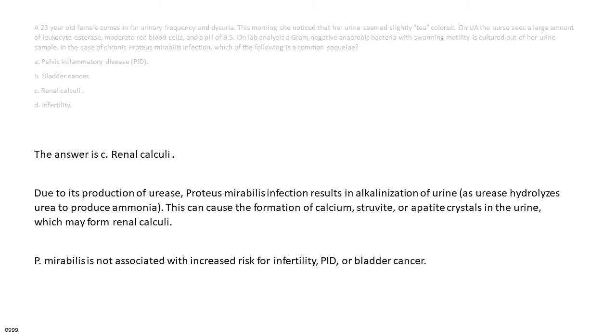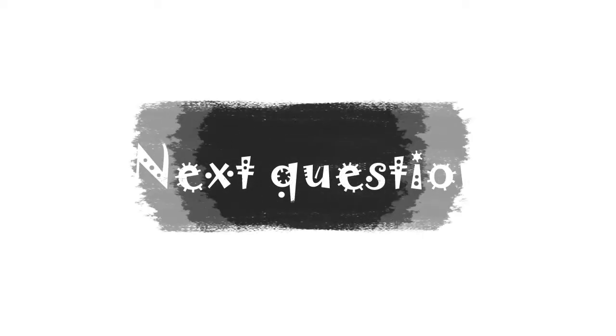The answer is C. Renal calculi. Due to its production of urease, Proteus mirabilis infection results in alkalinization of urine, as urease hydrolyzes urea to produce ammonia. This can cause the formation of calcium, struvite, or apatite crystals in the urine, which may form renal calculi. P. mirabilis is not associated with increased risk for infertility, PID, or bladder cancer.